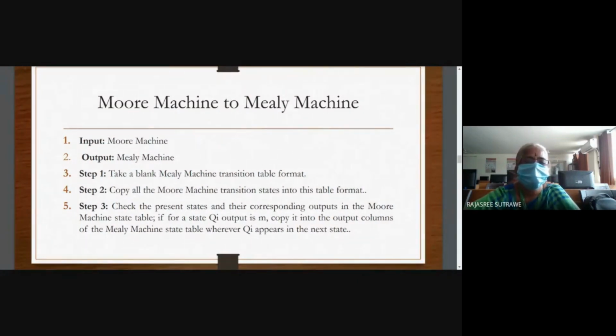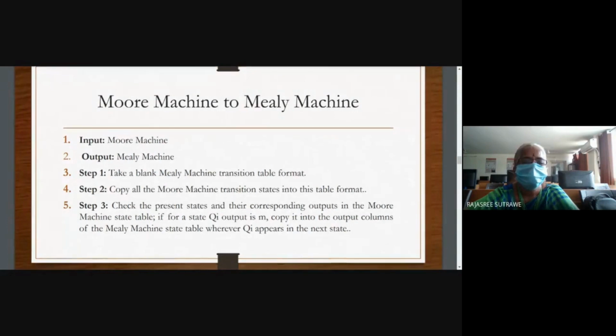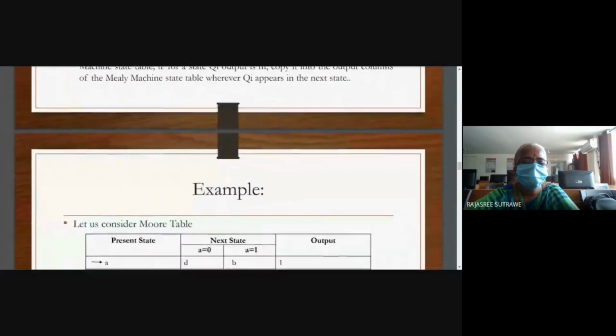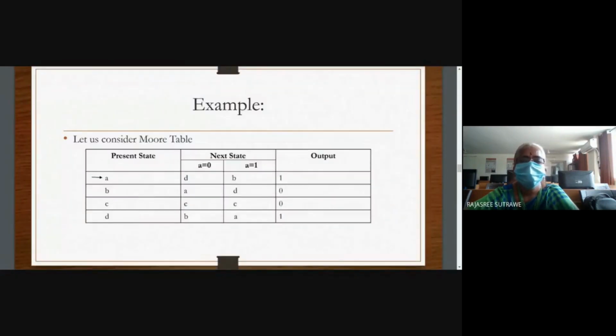Now what we have to do is, whatever is there in the Moore machine, we copy into the Mealy machine transition table. Then we check for the present state and its corresponding output, and go on writing. So this is what we are doing here. Let us see this example. So we are going for a table.